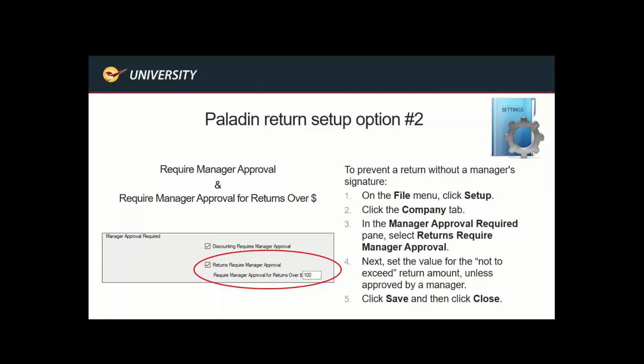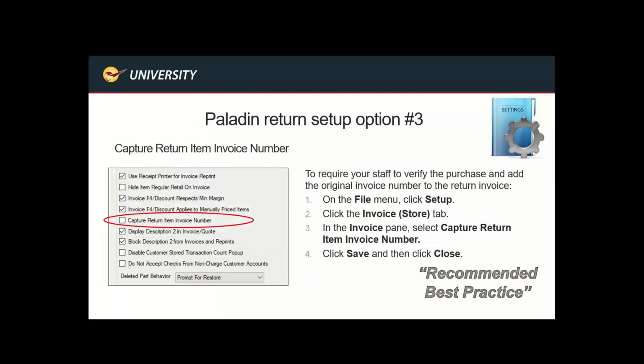Set the value for the not to exceed return amount unless approved by a manager. So let's say you set it at $20. Well, that cashier or cashiers assigned to this will only have the capability to return items up to a $20 credit, nothing more, unless they have a manager approval. So it's another great feature to prevent internal theft and fraud as well.